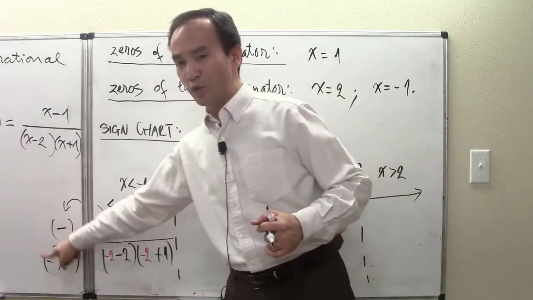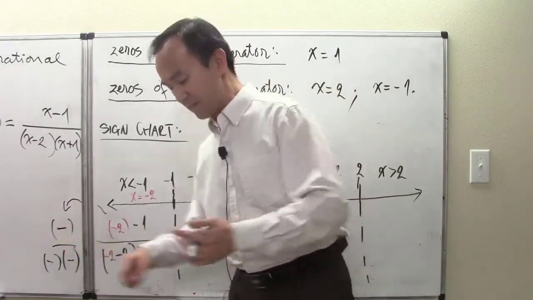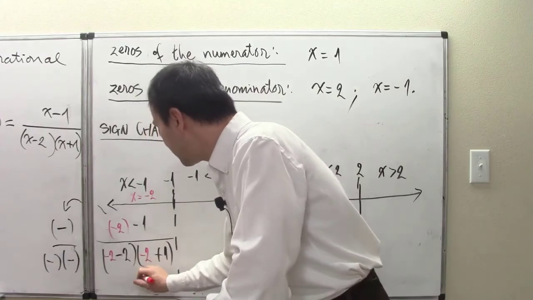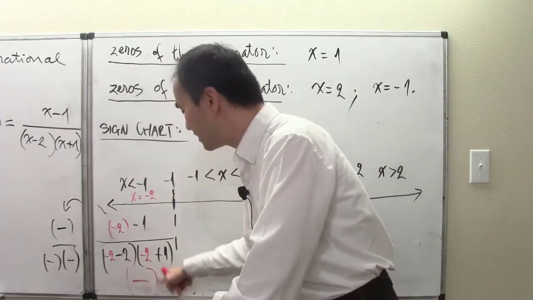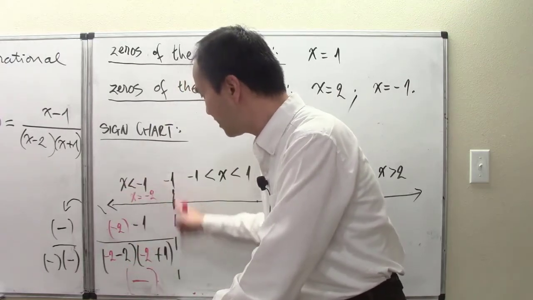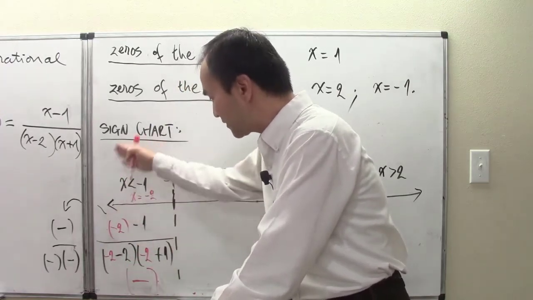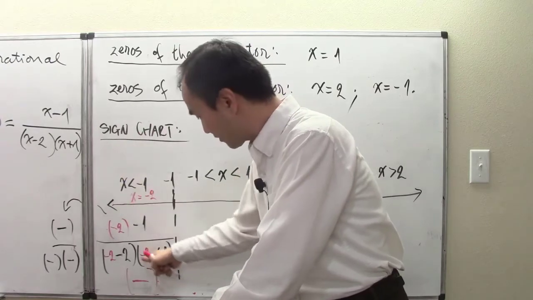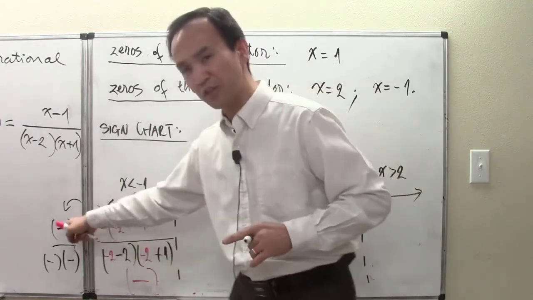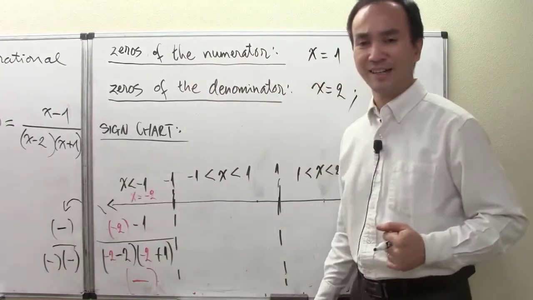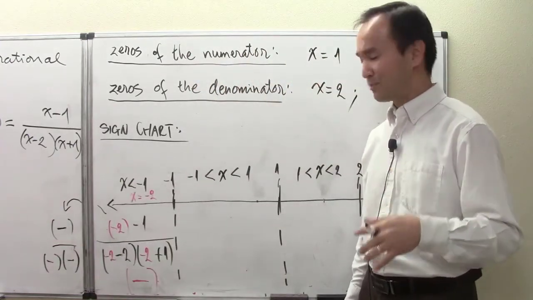So that means altogether this overall setup must give me a negative value for the entire rational function in this interval. For any x value in this interval, the rational function will come out with a negative sign. That's why I wrote it in red ink. This is just the worked-out solution. All right, let's move on to the next one.